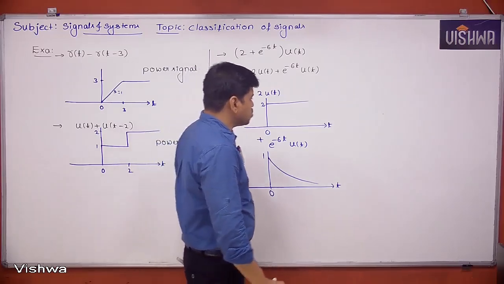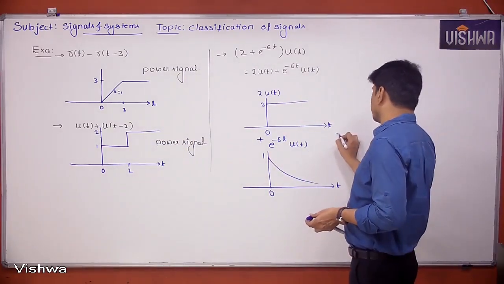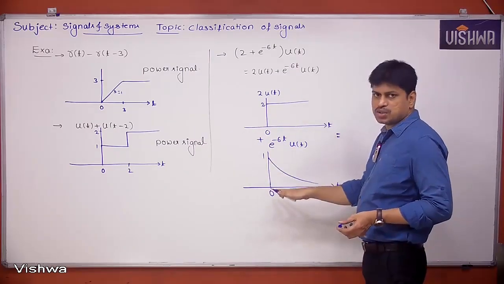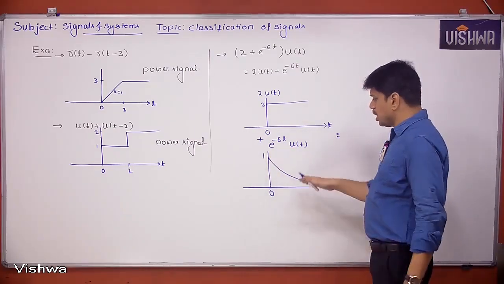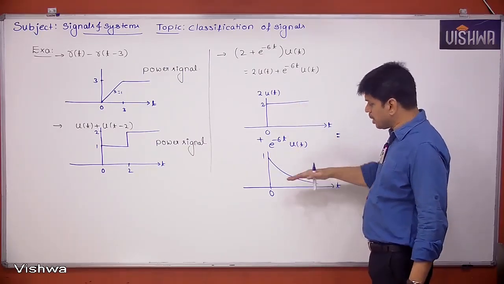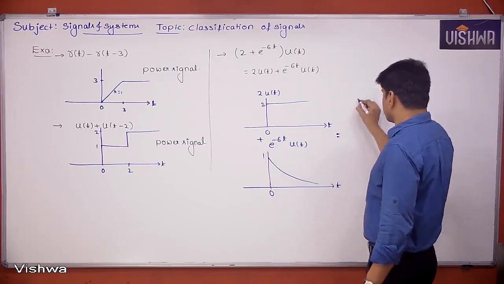If I add these two signals, how does the resultant signal look? See, up to 0, both signal values are 0, so 0 plus 0 is equal to 0. After 0, this signal is added with the constant 2. Then what will happen? This signal is shifted upwards by 2 units. Then it looks like this.